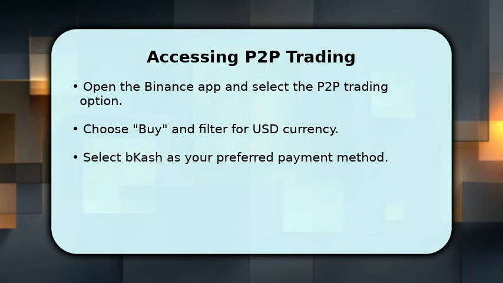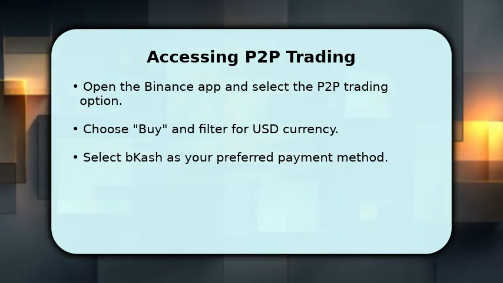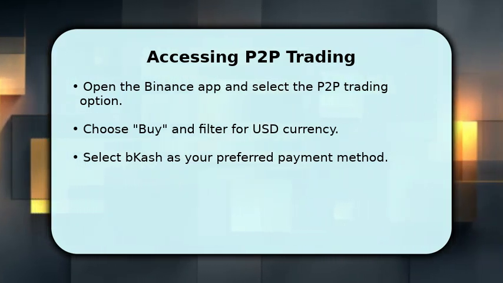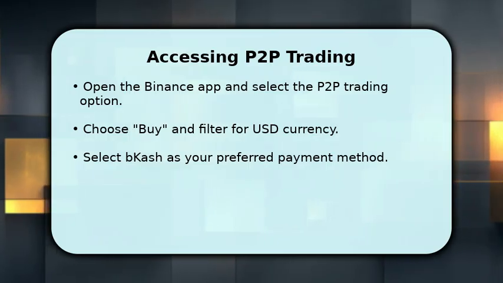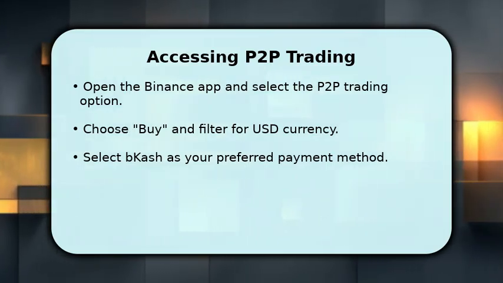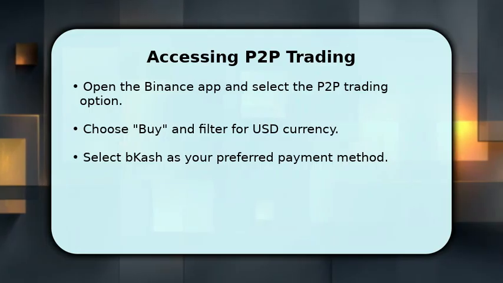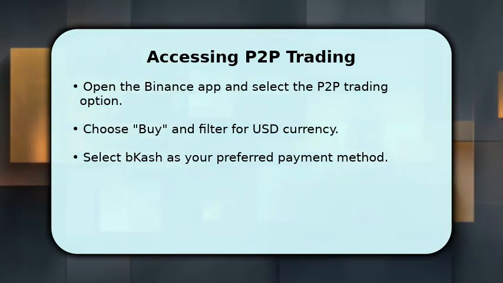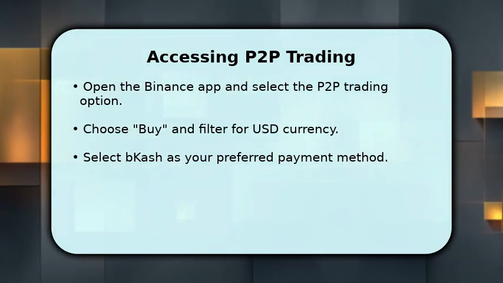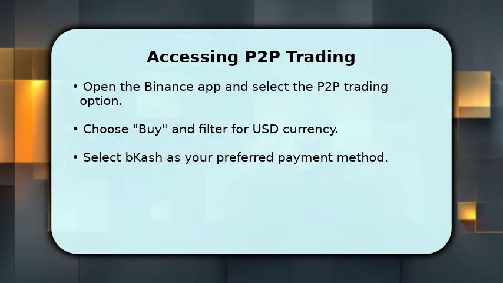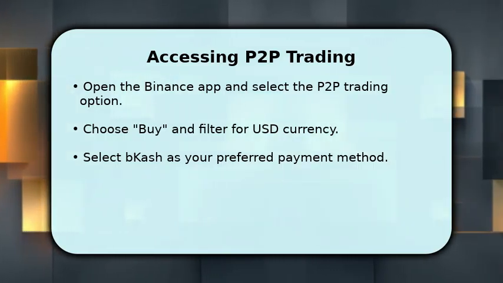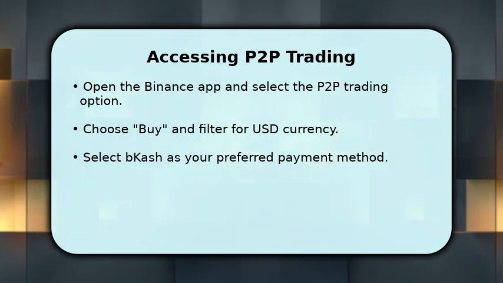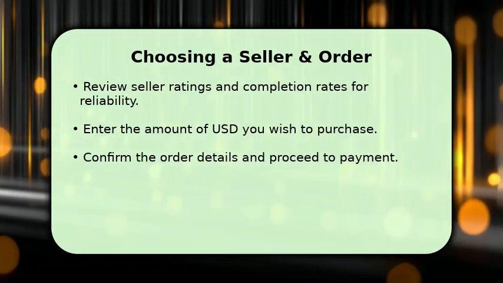Once your accounts are ready, open the Binance app and navigate to the P2P trading section. Here, you'll select the buy option. Filter the currency to USD to find sellers offering dollars. Then, choose Bkash as your payment method. This will display a list of available sellers who accept Bkash for dollar purchases, making it easy to find a suitable match.